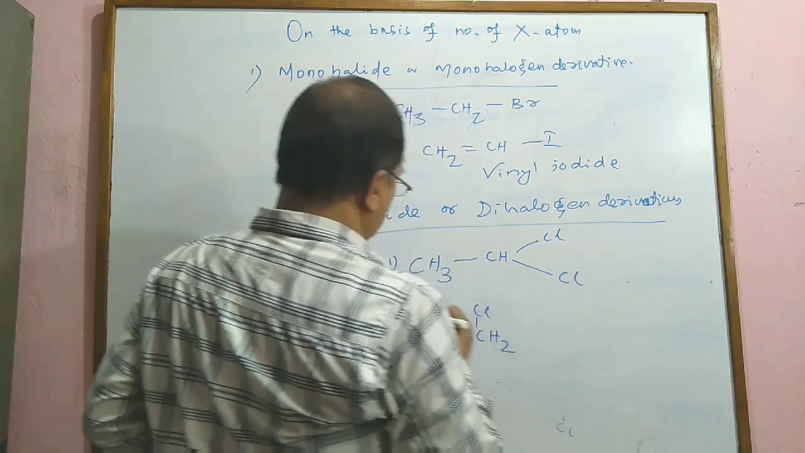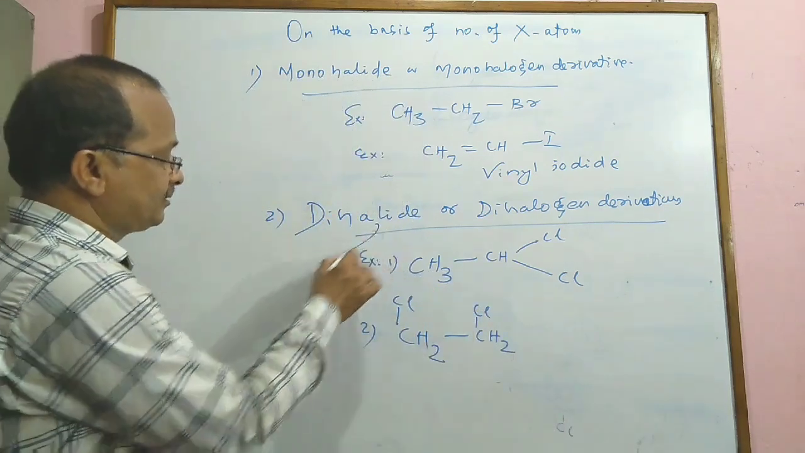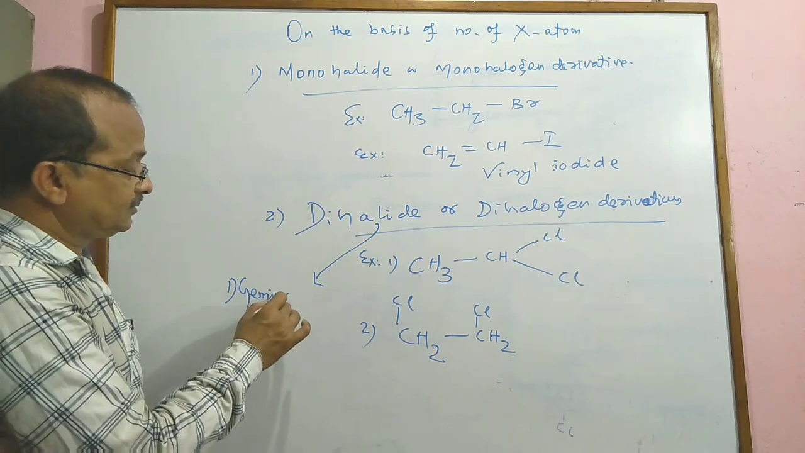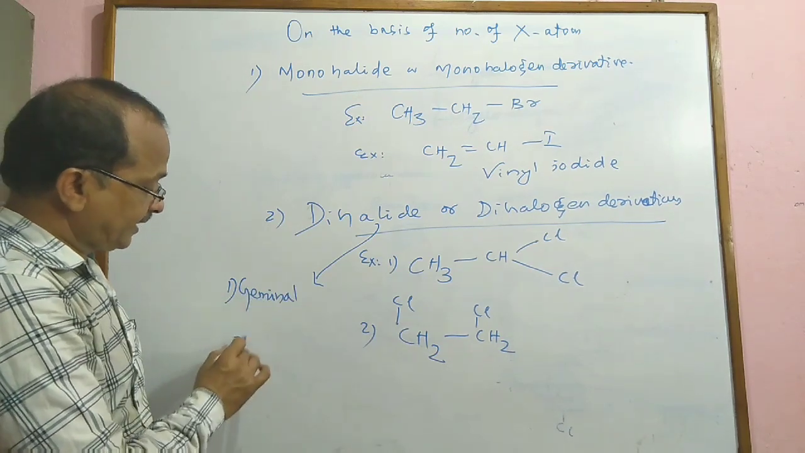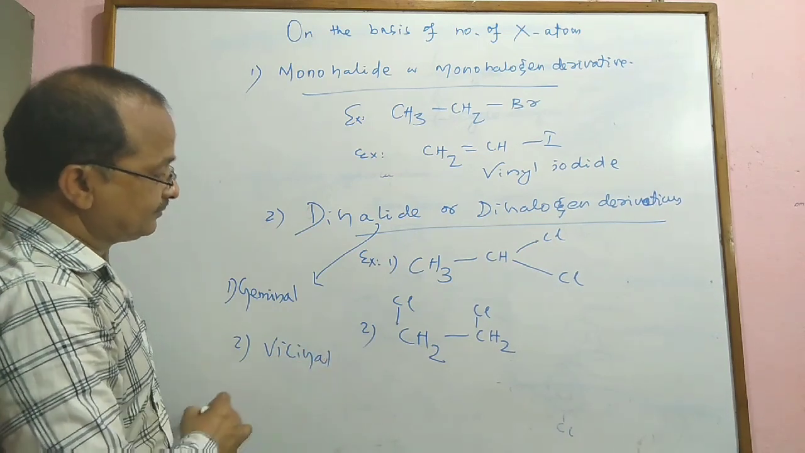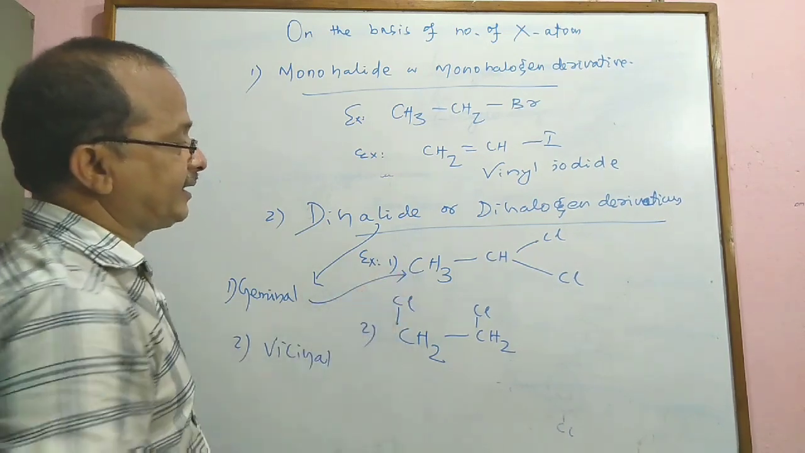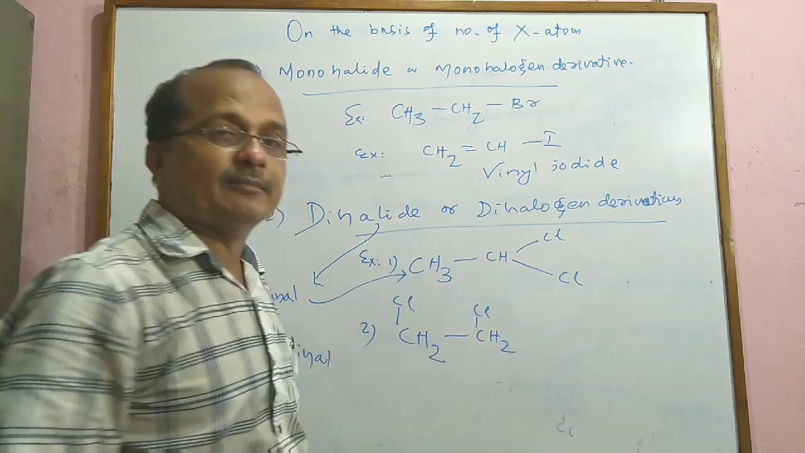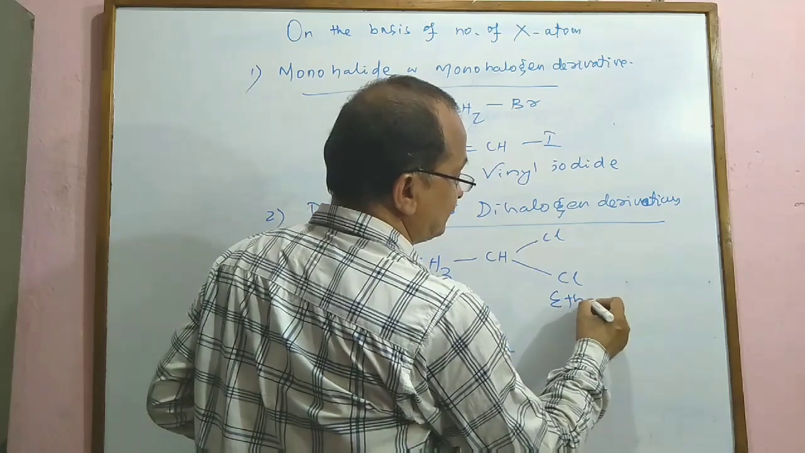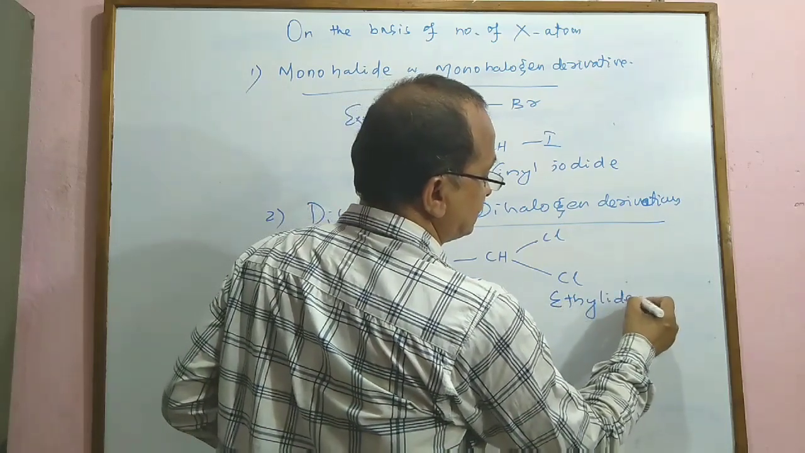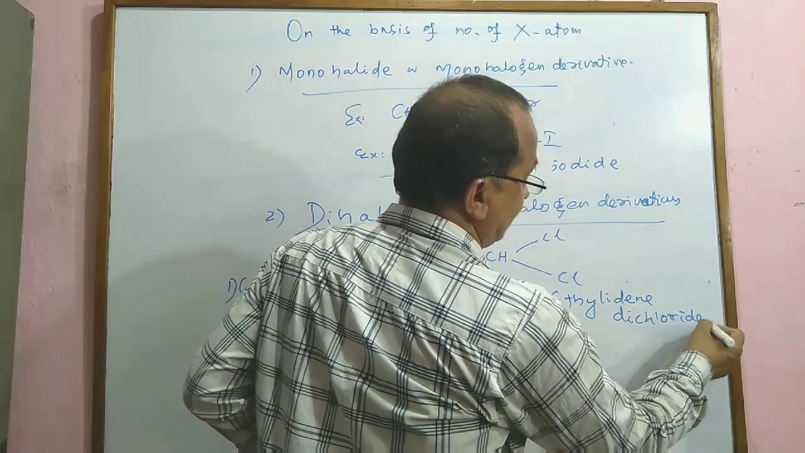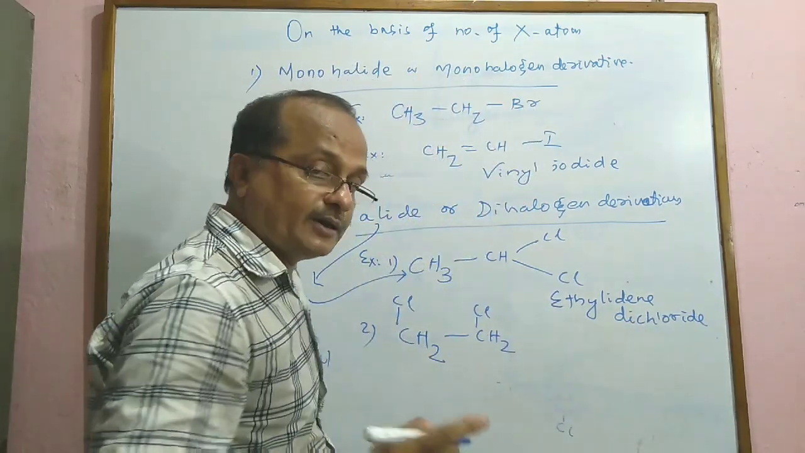So dihalides are of two types: one is geminal dihalide, the second is vicinal dihalide. Here is geminal dihalide. Two halogen atoms are attached to the same carbon atom. Its common name is ethylidene dichloride, or its IUPAC name is 1,1-dichloroethane.